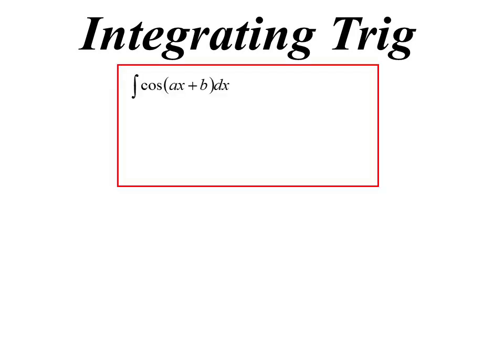Going back the other way, integrating our trig functions. If it's a cosine of a linear function, well then it'll be 1 over a, so dividing by the derivative, if you like, the sine. So now cosine, this is where we've got to be really careful, because when we differentiate cosine we get negative sine, but when we integrate cosine we get positive sine.